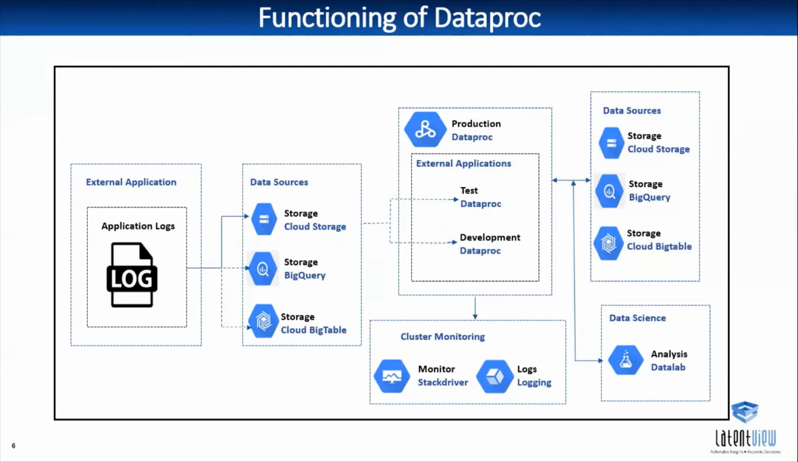Now, first from the external application, that is either from Spark or Hadoop or HBase, we receive the application logs, and then we send the data to either Cloud Storage or BigQuery or Bigtable. Cloud Storage is a highly available object storage service. It allows storage and retrieval of any amount of data at any time. Now, when we take BigQuery, it is mostly used for SQL-based tables. It is a fully managed data warehouse which stores data sets at even petabyte scale.